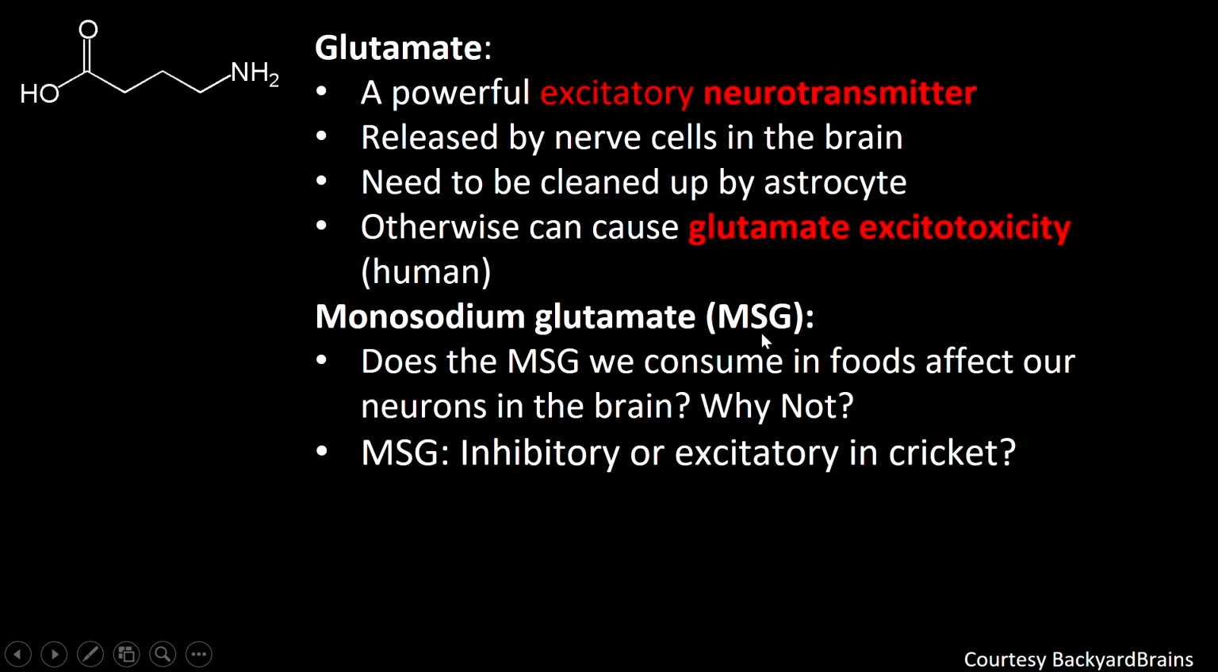The MSG that we eat will go into our gut and then get absorbed and then will enter the blood circulation. It will probably go to your tissues but not to your brain because of the blood-brain barrier. Okay, and then is the MSG inhibitory or excitatory in cricket? We're going to do an experiment to test it.